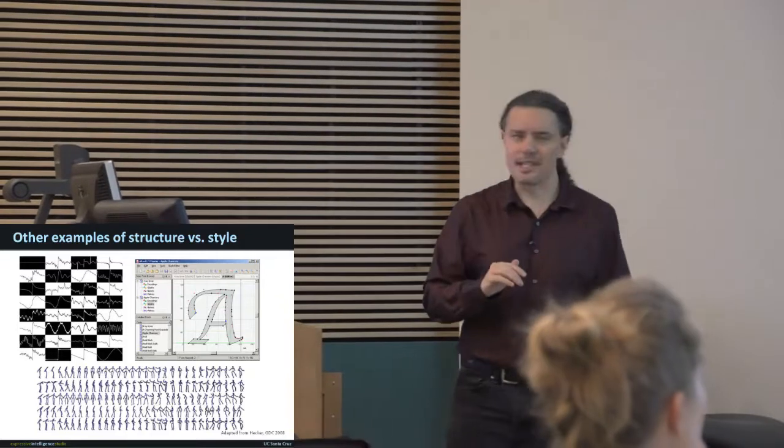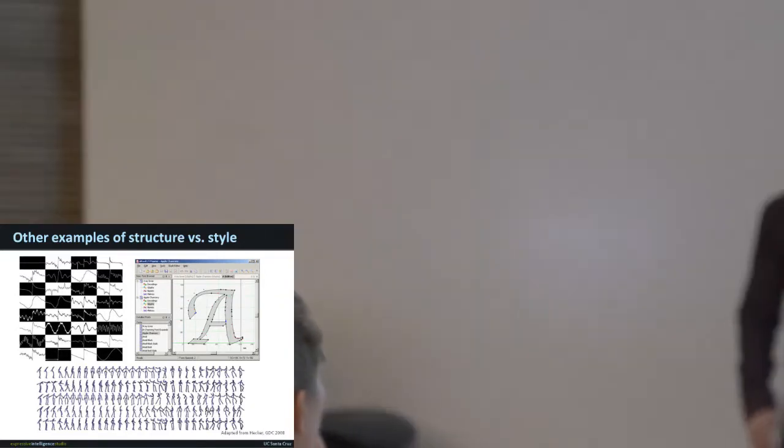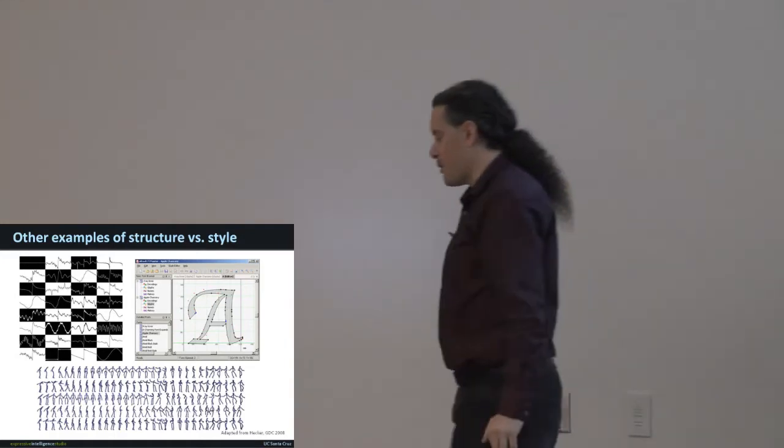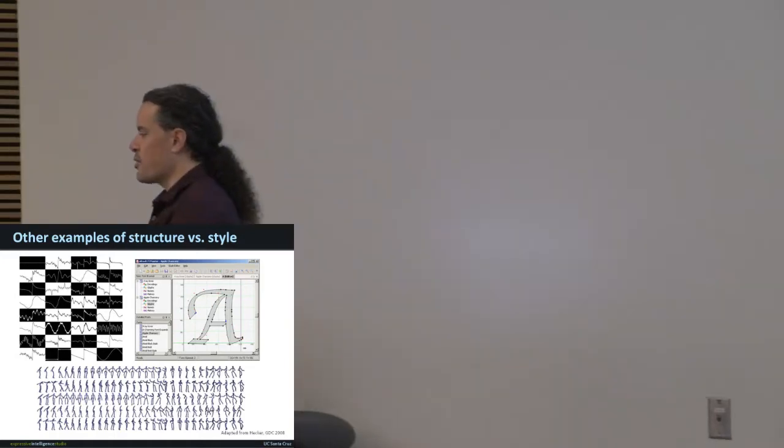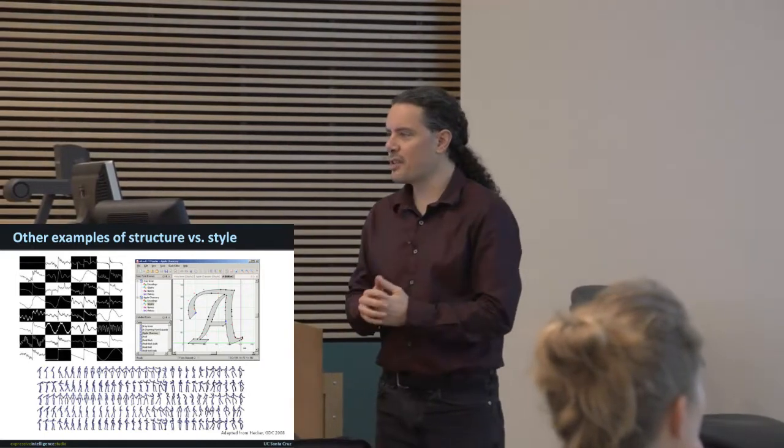So what are some other examples of structure versus style decompositions? Well, animation certainly has that, where you have the underlying structure of the 3D models and how they articulate and the limits on their articulation and so on.